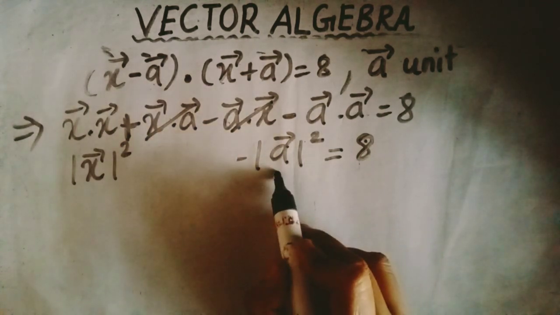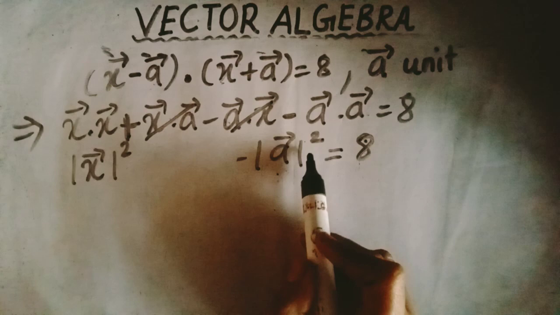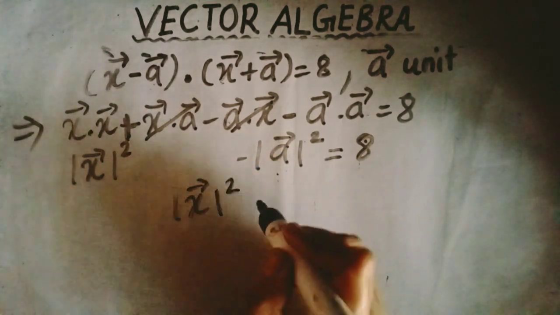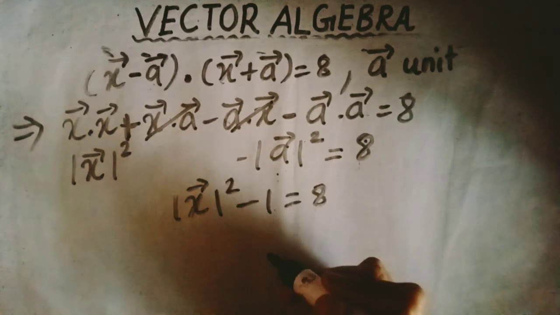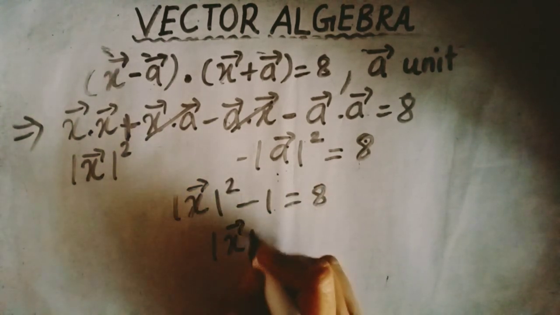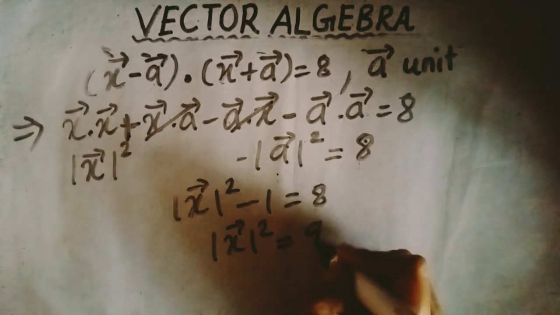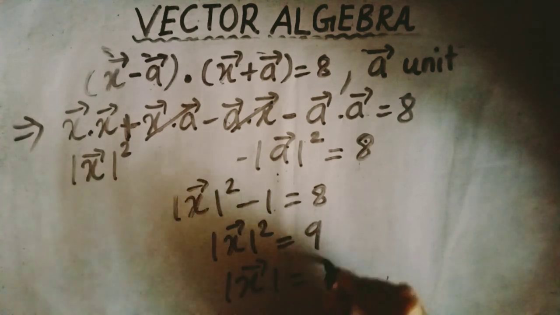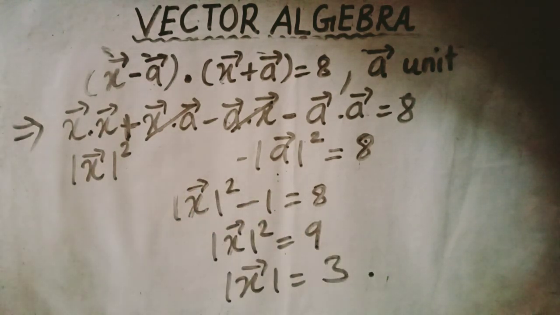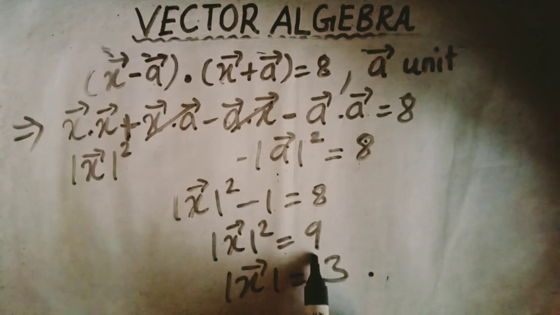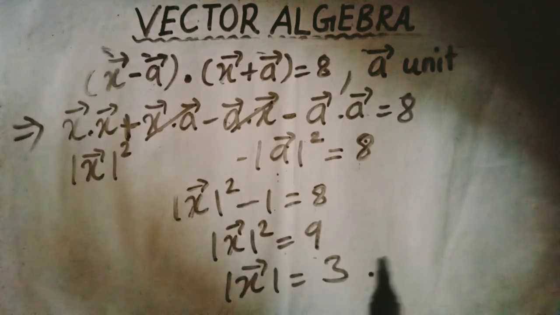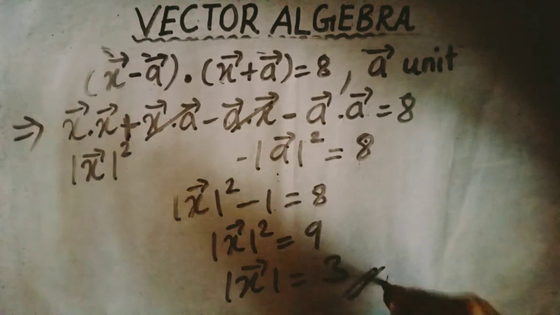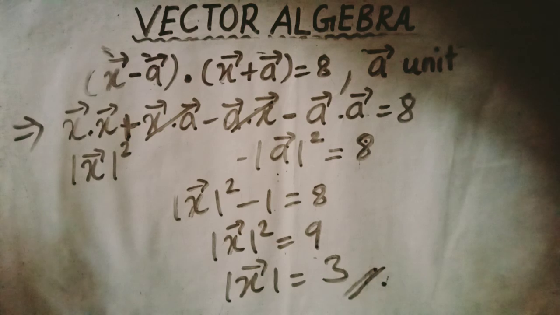Now A is given to be a unit vector, so its mod will be 1, right? So x square minus 1 is equal to 8. So this is equal to 8 plus 1, which is 9. Taking root, you will get 3. Okay, so here we get plus or minus 3, but the magnitude value is always positive, so we take it as positive 3.